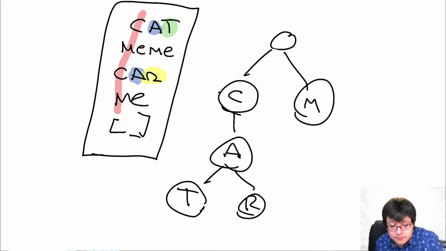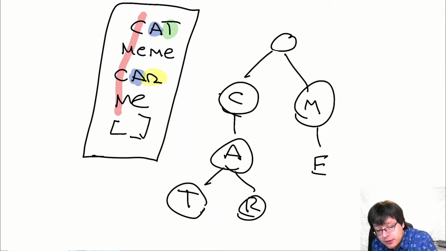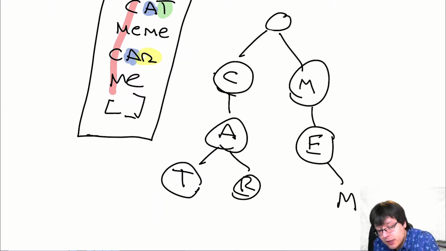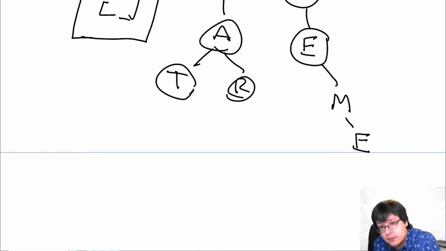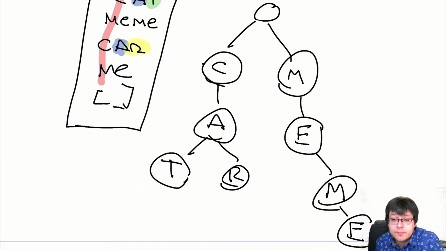And then on the side of the M, I can see that the second letter is always an E. And then it's optional that I can go from there to the M and then again to the E. Why do I say optional? Because technically "me" is okay.